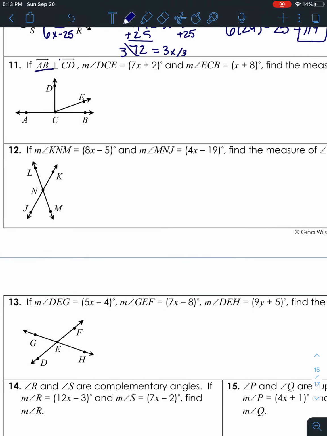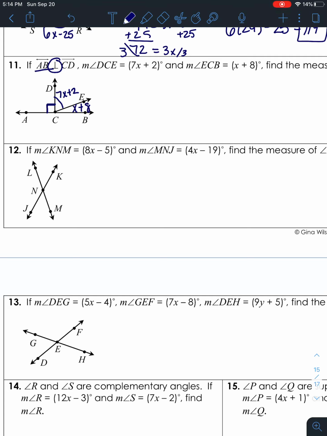All right, let's try 11. 11 is telling me that AB is perpendicular to CD. That means ACD forms a 90-degree angle right here. ACD is 90. It also says DCE is 7x plus 2, so I'm going to write that here. 7x plus 2. And finally, ECB is x plus 8. Don't be afraid to mark up your diagrams.